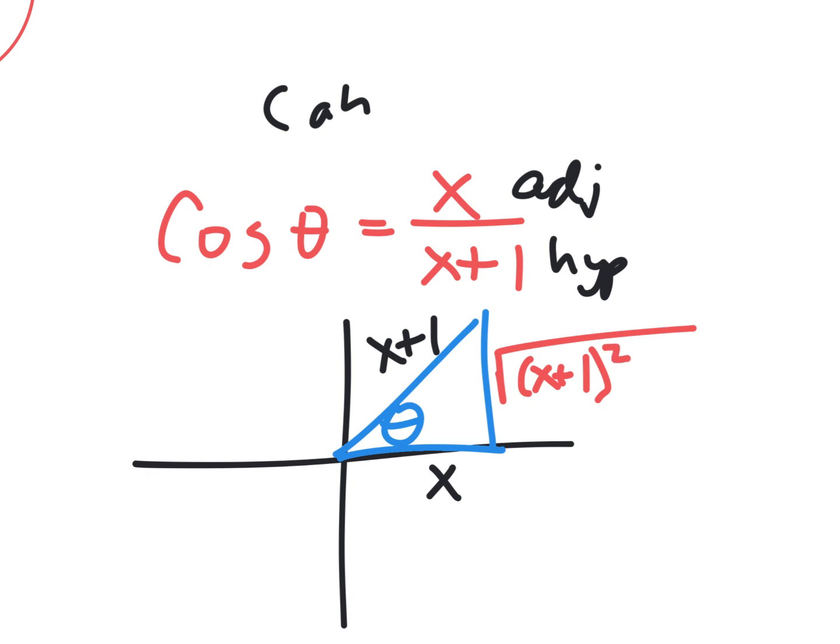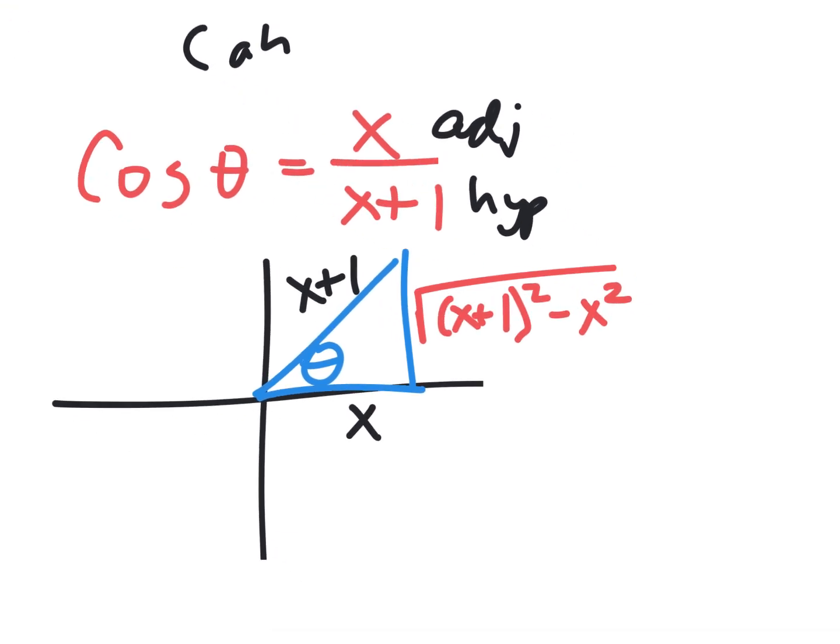Squared minus x squared. Now, could you simplify that down? Yes, you could, but let's not waste time doing that. And your final answer, cosine. Oh wait, I haven't ever asked a question. I just gave you a problem. My question will be, what's tangent of theta? And that's super easy. The hard part, setting it all up.